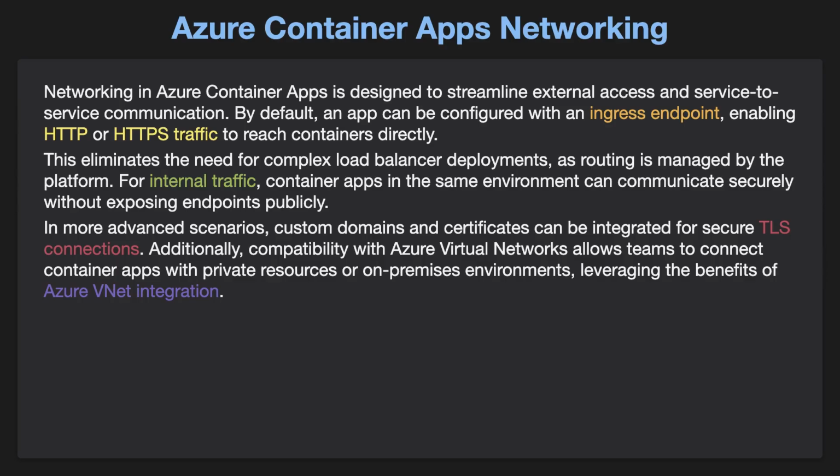Networking in Azure Container Apps is designed to streamline external access and service-to-service communication. By default, an app can be configured with an ingress endpoint, enabling HTTP or HTTPS traffic to reach containers directly. This eliminates the need for complex load balancer deployments, as routing is managed by the platform. For internal traffic, container apps in the same environment can communicate securely without exposing endpoints publicly.